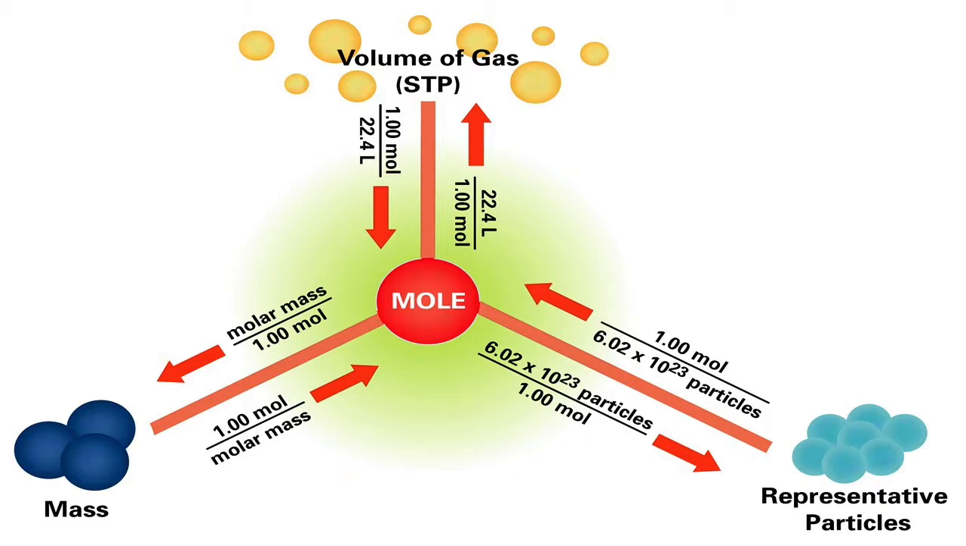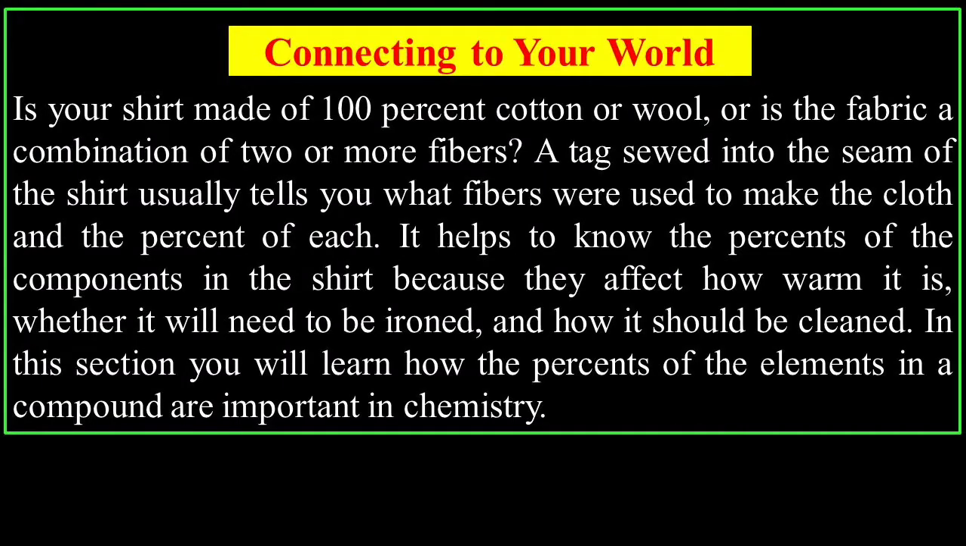So know your conversions. 22.4 liters is 1 mole. That's for volume. Molar mass over 1 mole is the mass conversion. And then 1 mole over 6.02 times 10 to the 23rd is for representative particles. Don't forget, you can use the inverse of each of those conversion factors when you're making various conversions. So very cool map. Put this in your notes, memorize it, and then use it.